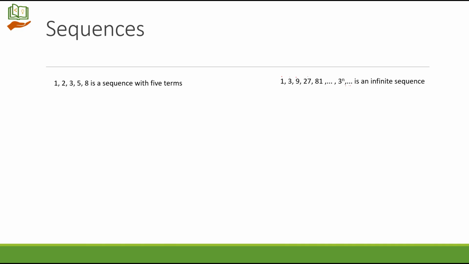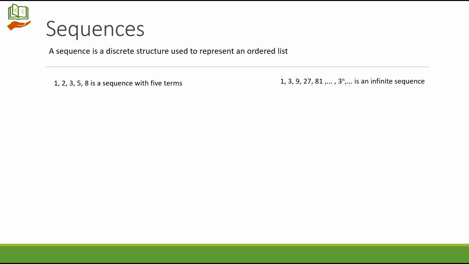So this is an infinite sequence. It means you don't know what's the end. You don't know how many elements are totally present. But this 3 power n is actually coming along the series and it is not the end of the series. So what are these actually? They are all sequences. A sequence is a discrete structure that is used to represent an ordered list.